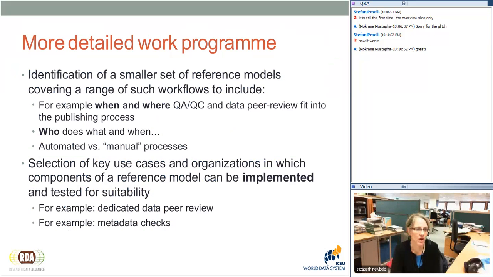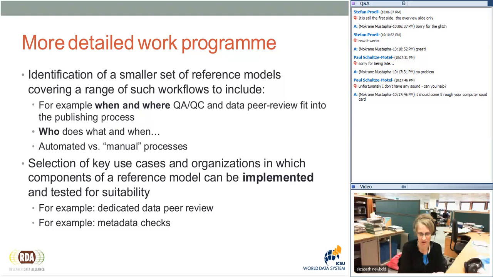So we have a detailed work program. Michael mentioned quality assurance and quality control. That's obviously a very key point for us about where that fits into workflows and who is doing the what and the when and how. We always forget about whether things are very manual or automated, and we would like to try and map all the processes and people involved. And then we want to test how a reference model could be implemented and tested for suitability in different scenarios. And that's something that we would really like to have people contribute their use cases to.